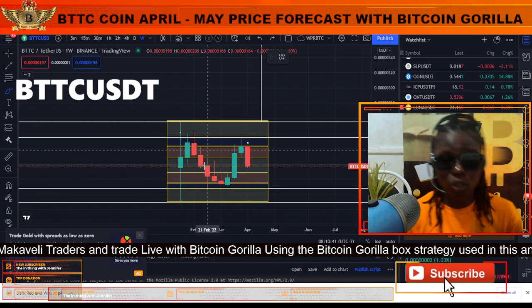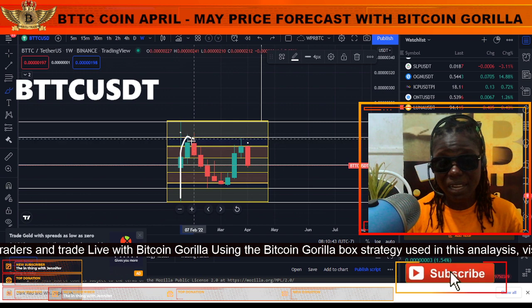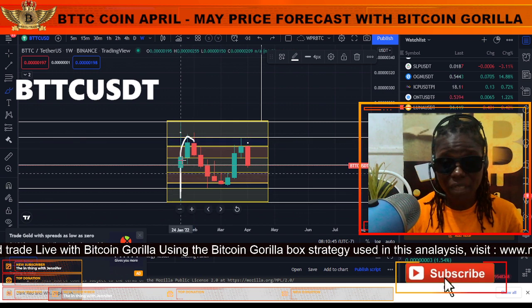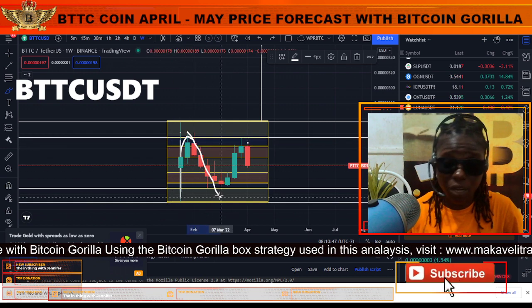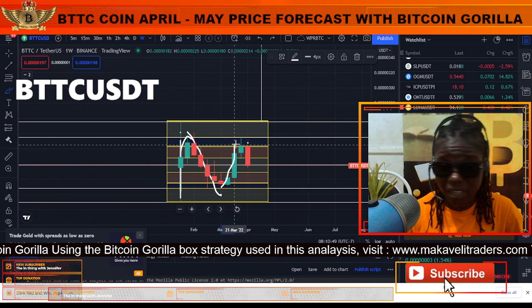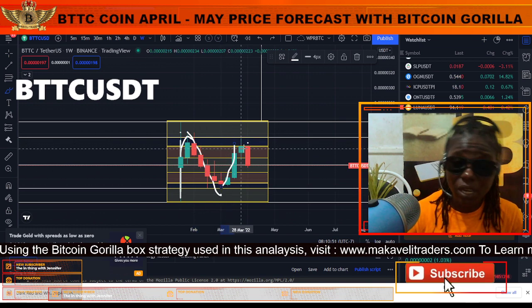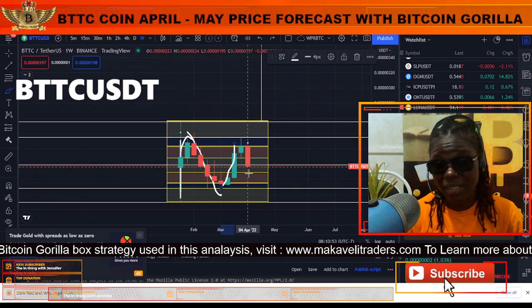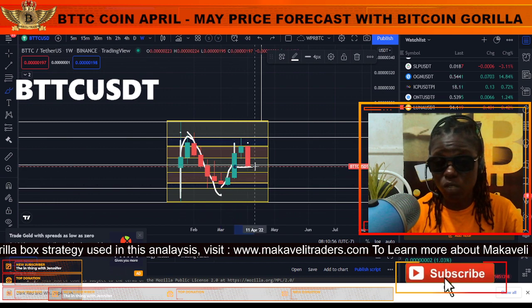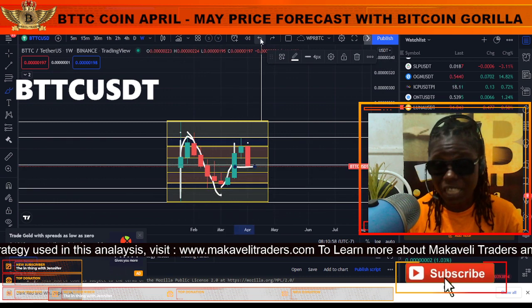Because why? Buyers and sellers are in equilibrium. You can see the amount of buyers that came in is the same amount of sellers that come in and exhaust the whole money. So this time around, we just hope that the amount of sellers will not be exactly the same. Instead, we'll find a way to start creating bull market structure, of which they have started.